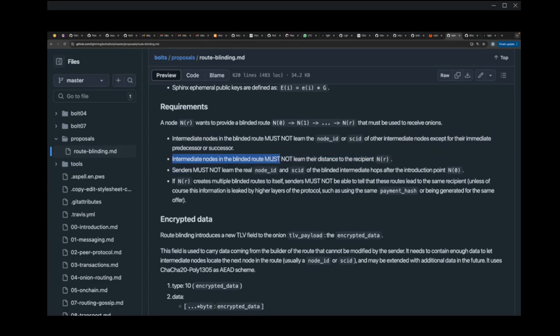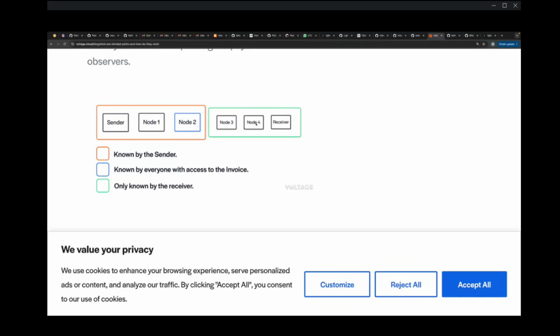Intermediate nodes must not learn their distance to the recipient. So if I give you an example here, node 4 won't know if it's redirecting the onion to the final receiver, or if it would be redirected further into the network. So no one here, N3 or N4, would be able to guess their distance from the final destination.